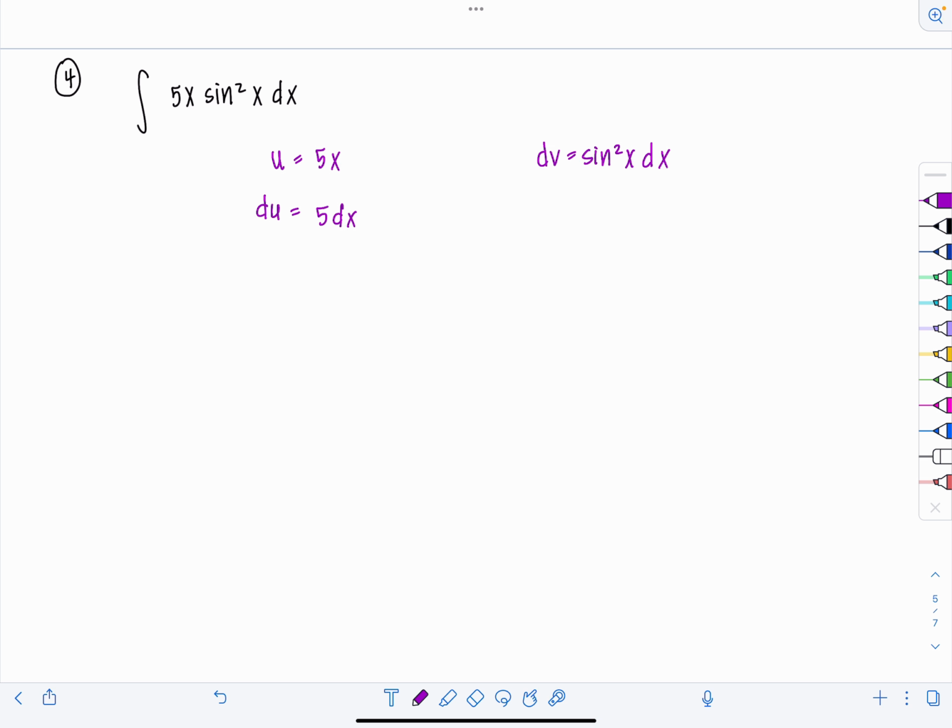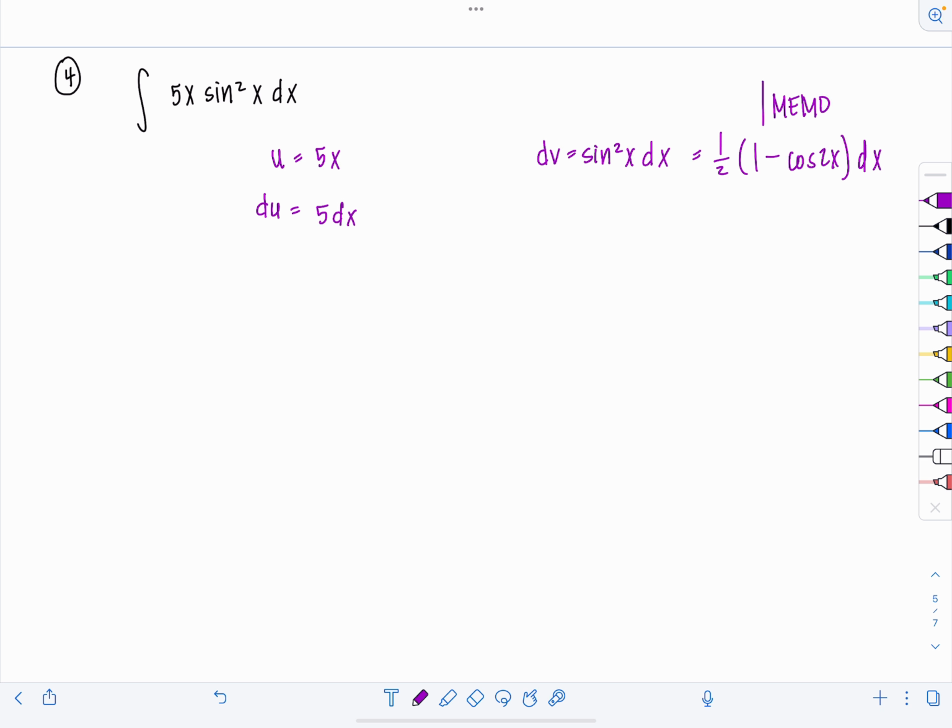Remember, we use our identity. So sine squared x is equal to 1/2 times (1 minus cosine 2x) dx. You have to memorize this if you haven't already. That's the only way to integrate sine squared x. Okay, so now to get v, I anti-differentiate this expression right here. The 1/2, just leave it outside. It's minding its own business. Don't cause problems, please. Antiderivative of 1 would be, yes, just x. Very good.